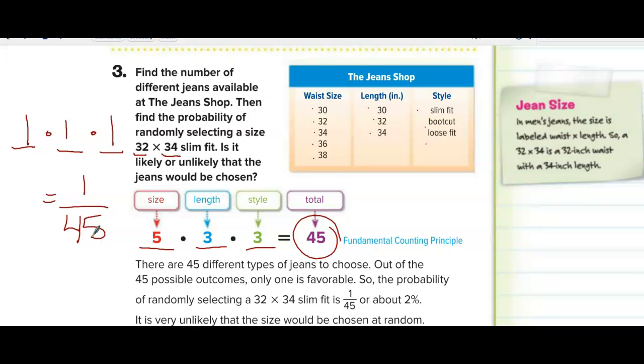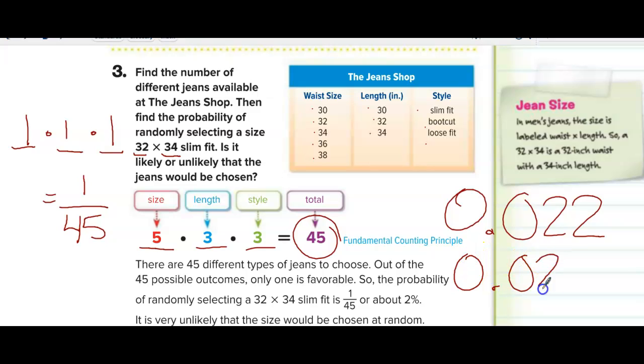Which is the same as the last question, so 200 to 2. Oh, it's not the exact same. It was over 42. So it's 0 and 22 thousandths. So Brooklyn, round that for me. Yep. Okay, so I'm not done yet though, because then it asks me, is this likely or unlikely? It's unlikely, right? Because it's 2%. Not impossible, probably not gonna happen.